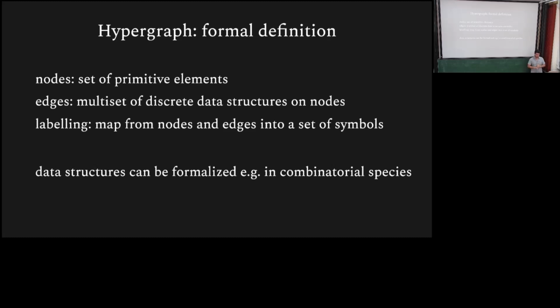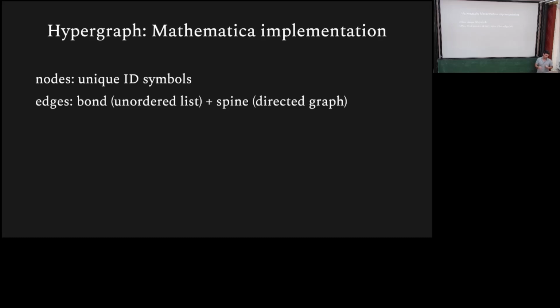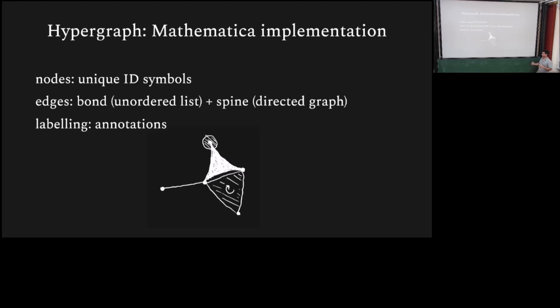Otherwise, you could think of different ways to implement, like we do ourselves. We work with a Mathematica implementation of hypergraphs, and that's what we've been working on in the last year or so. For us, nodes are unique ID symbols. Edges are a pair of bits of data. One is what we call a bond, which effectively is just a set of such unique ID symbols, and a spine, which effectively is just a directed graph of such ID symbols. And then labeling in Mathematica, these are just annotations, as you can imagine, it's easy to track. So a hypergraph effectively looks conceptually something like this.